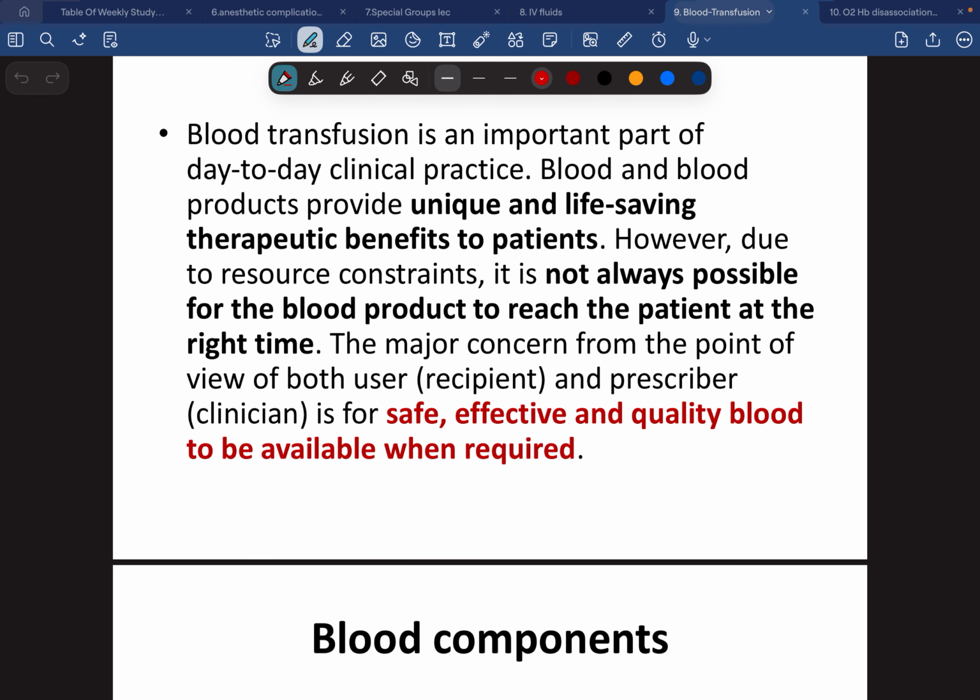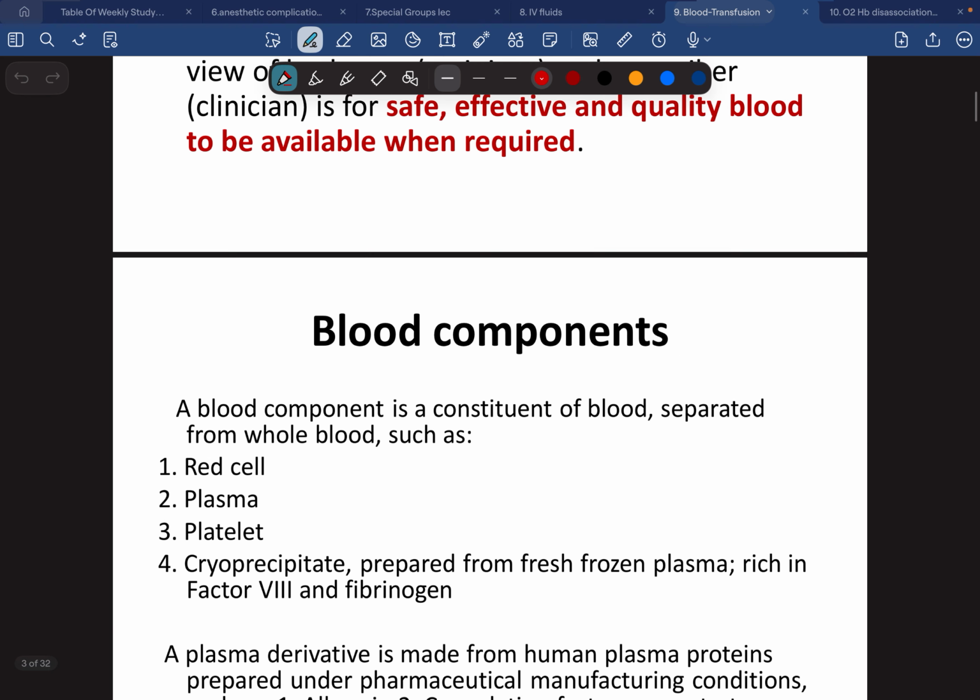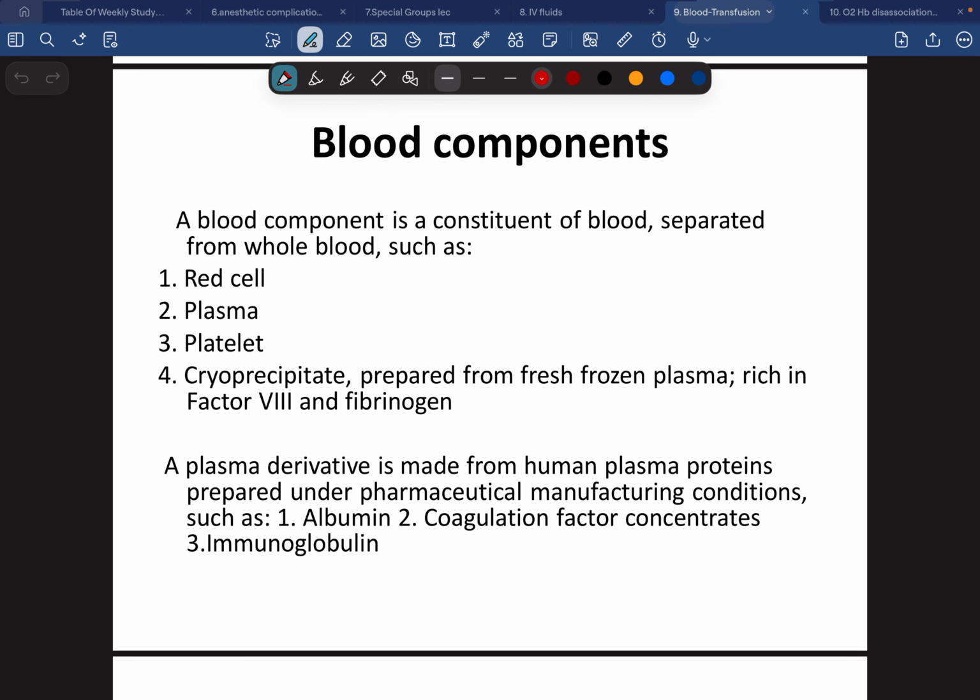Blood transfusion. We used to give whole blood in the old days. Now we don't. We just give the necessary component of the blood: either RBCs, fresh frozen plasma, platelets, or cryoprecipitate. We can also use plasma derivatives, which can be albumin, coagulation factor concentrates, or specific immunoglobulins.